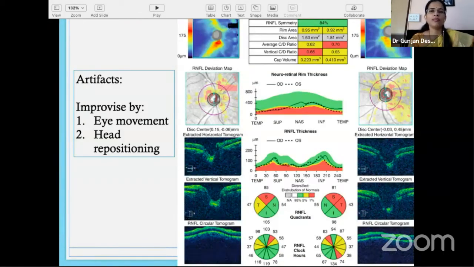You can see a small black floater kind of a thing on the thickness map, which is corresponding to a red defect on the RNFL deviation map. Now, this floater again was encroaching upon the examination circle. And these floaters or these artifacts can be removed by asking the patient to either move the eye or to reposition their head.